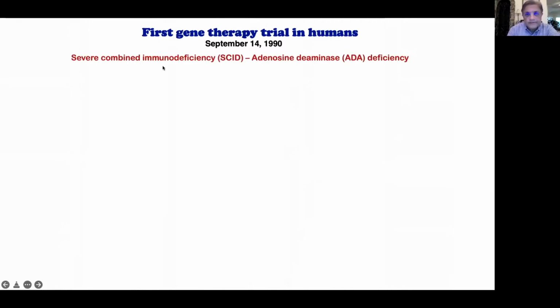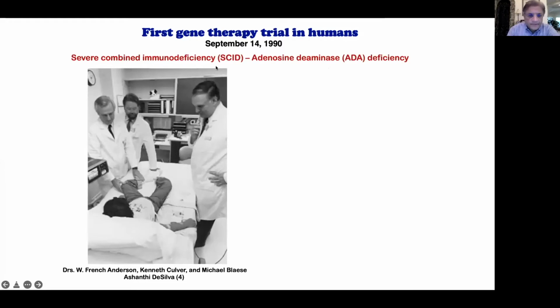And this is for a disease called severe combined immunodeficiency, or SCID. This disease is caused by the absence of an enzyme called adenosine deaminase, or ADA. As a result, these patients don't have any functional B or T cells, which fight off infections.